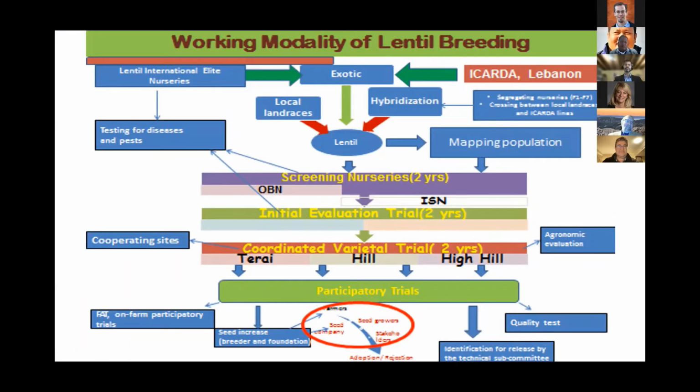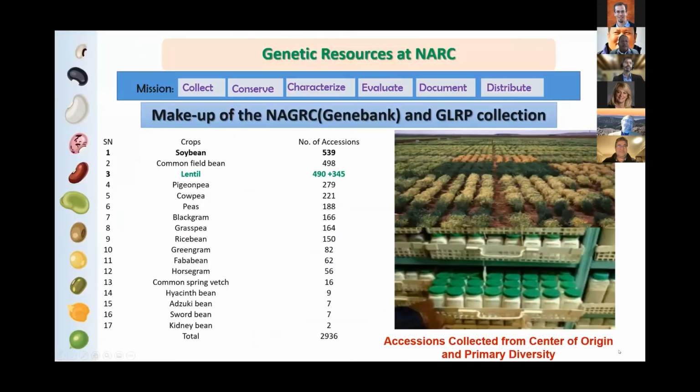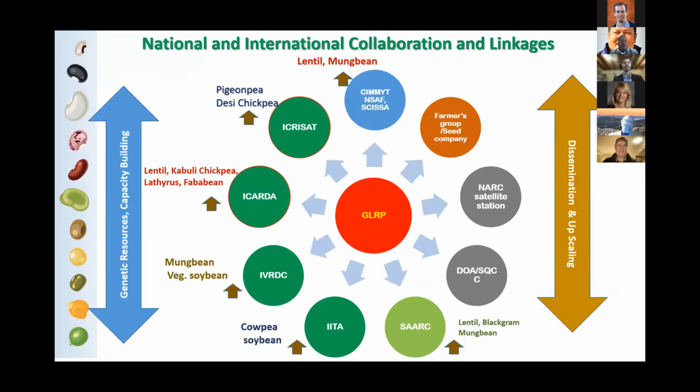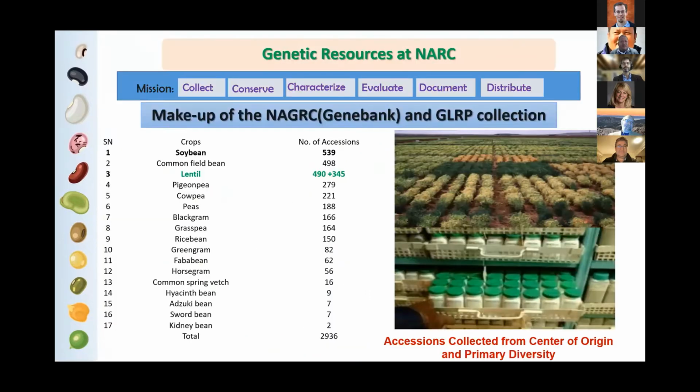Okay, this is the modality. And this is our national and international linkages for lentil. ICARDA supplies genetic resources and capacity building. Next, please. And this is our genetic resources, a total of around 835. Next, please.